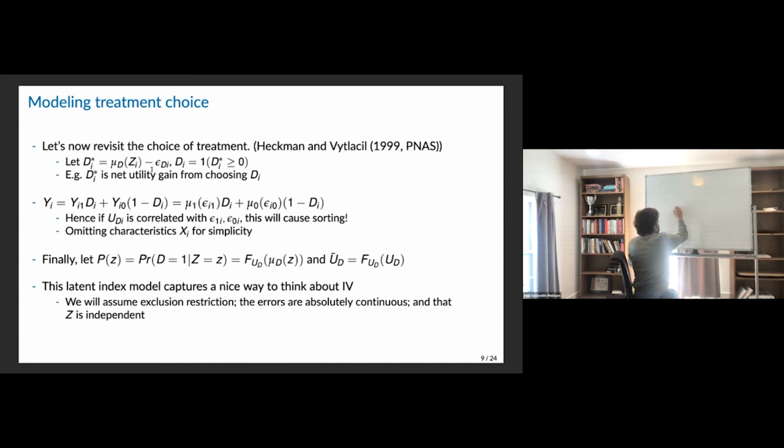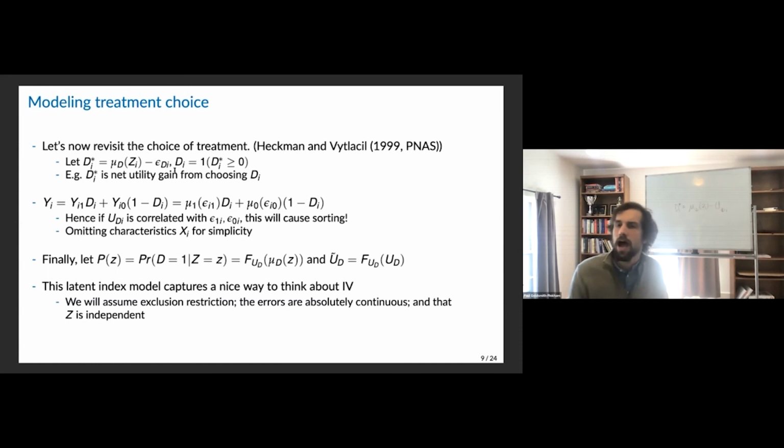So it's D_i star is equal to mu D of Z_i minus u D_i. So this is just a u rather than an epsilon, because I'm using epsilons for these other things. So then it's about if u D_i is correlated with epsilon one, epsilon i, this will cause sorting. So the idea here is that I'm just changing that first epsilon into a u. I forgot to change that back.